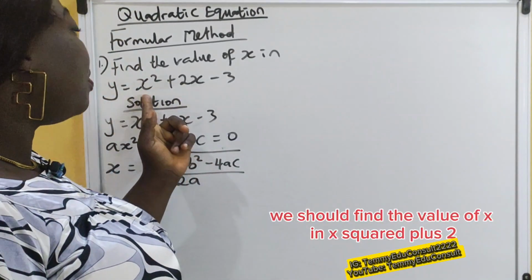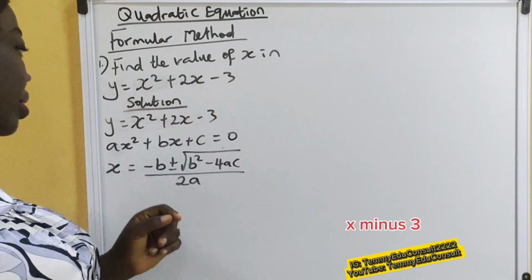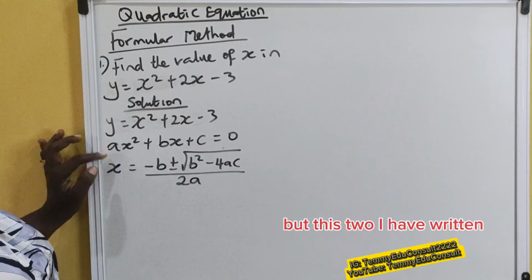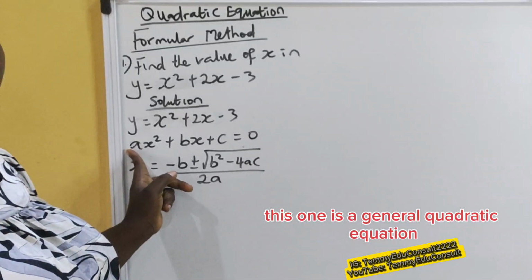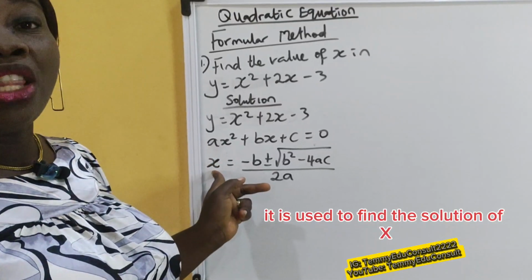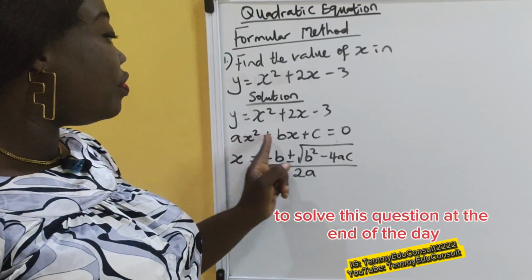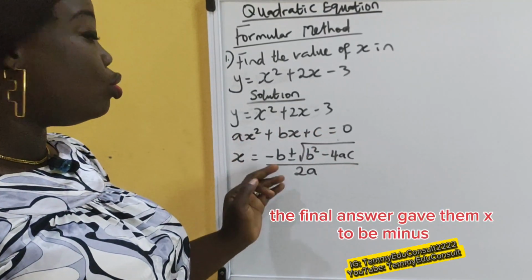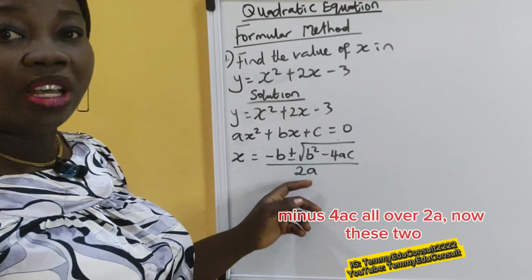So the question says we should find the value of x in x squared plus 2x minus 3. Now this is my question that I have repeated on the board. But these two I have written, this one is the general quadratic equation. This general quadratic equation is what is used to find the solution of x. They made use of completing the square method to solve this question. At the end of the day, the final answer gave them x to be minus b plus or minus square root of b squared minus 4ac all over 2a.